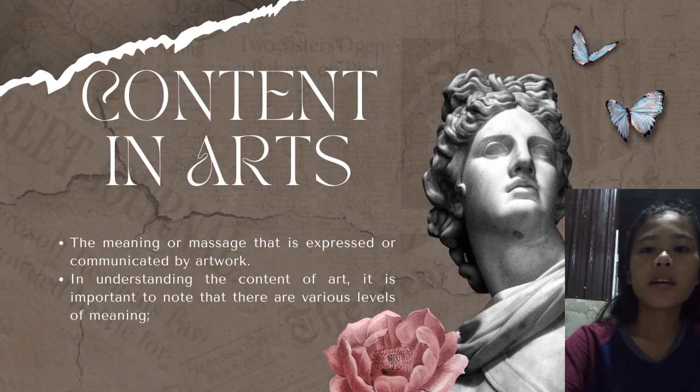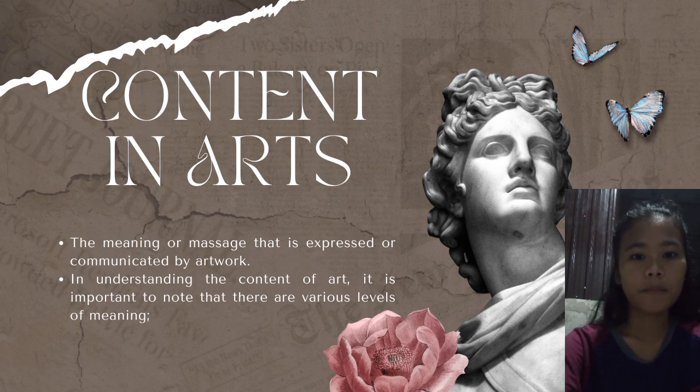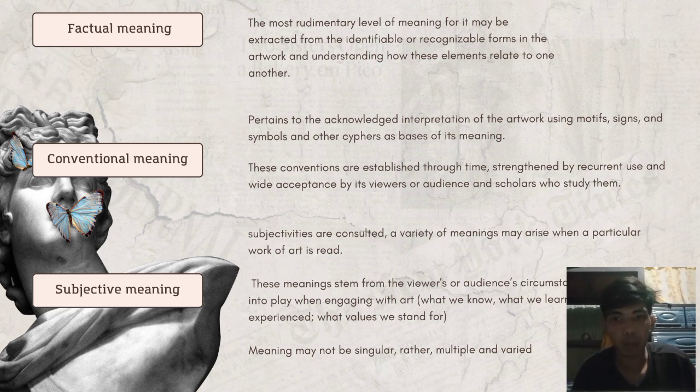And also, in understanding the contents of art, it is important to note that there are various levels of meaning, and the next reporter will discuss the levels of meaning. We have here the three types of meaning in arts. First one is the factual meaning, the most rudimentary level of meaning, for it may be extracted from identifiable, recognizable forms in the artwork and understanding how these elements relate to one another.